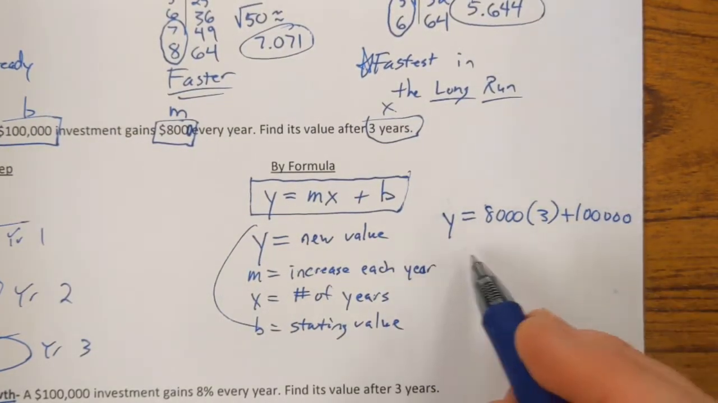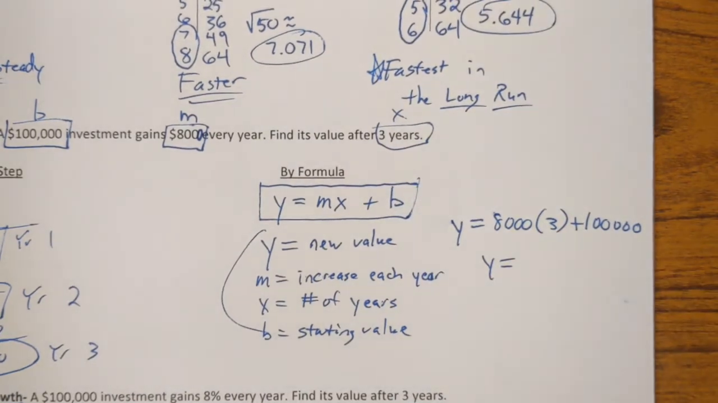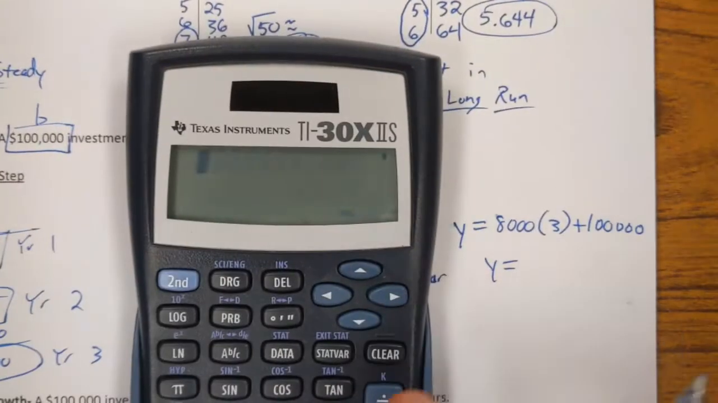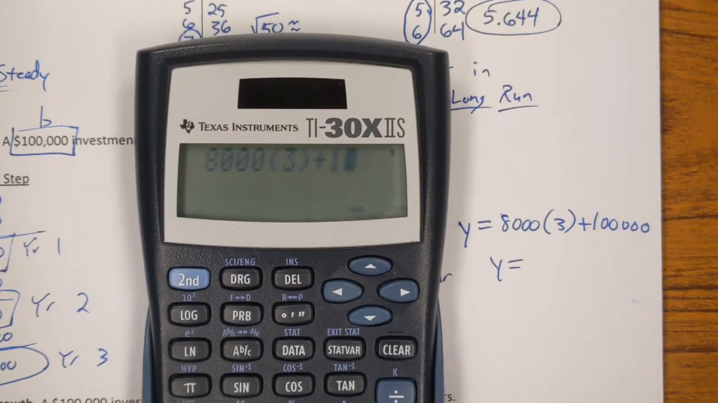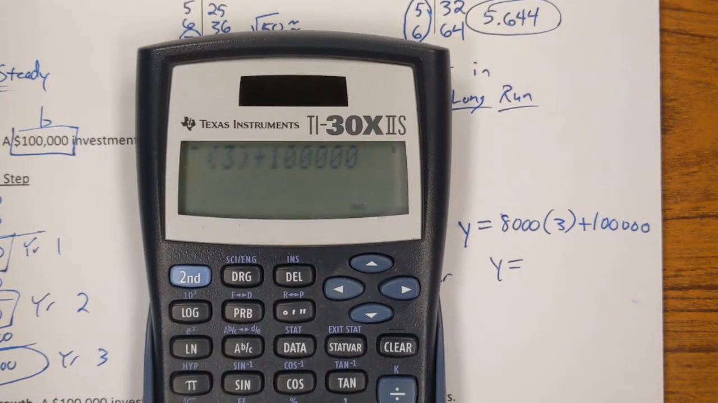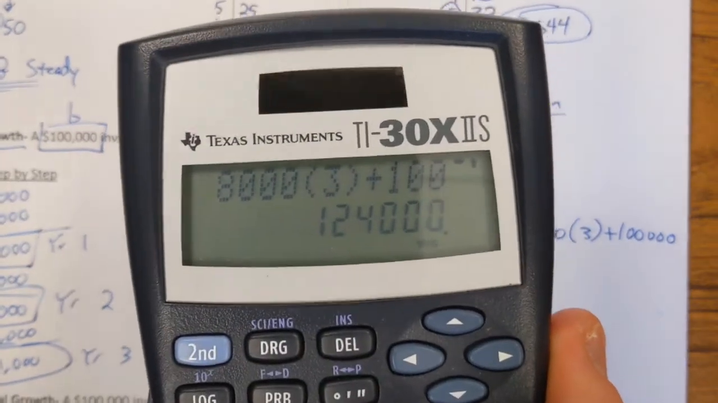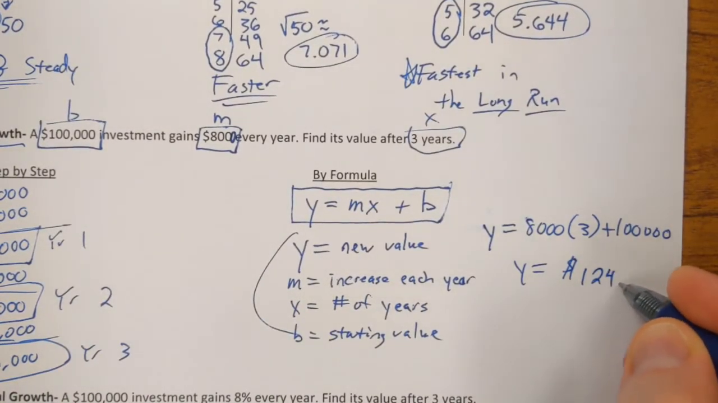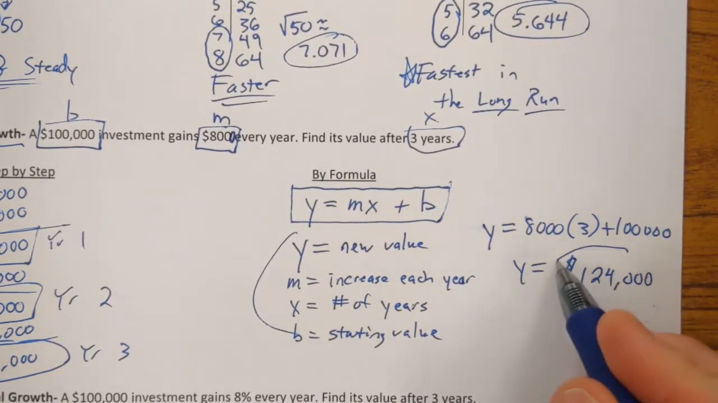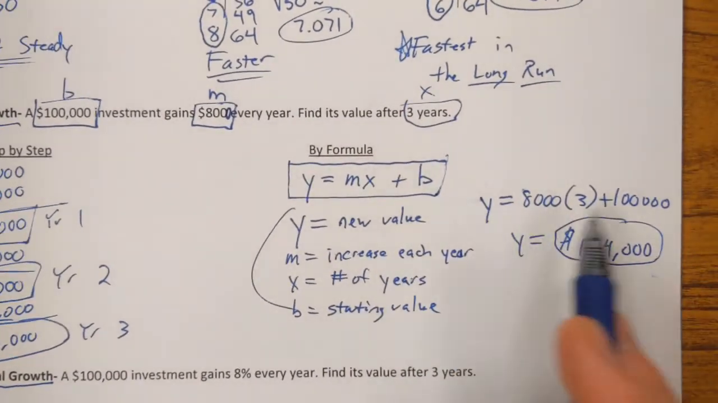And so using this formula, we can actually answer this in just one step. If we take 8,000 times 3 plus the starting amount, 100,000, here we can get the answer. With the formula, we can get the answer in just one quick step. It is $124,000.